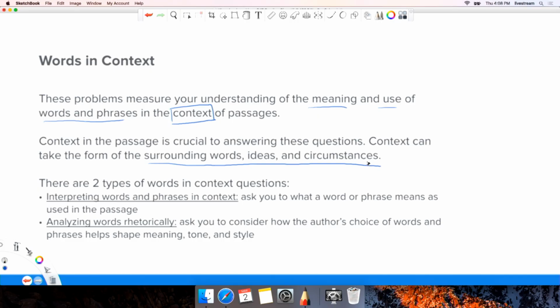And so there are two specific types of words in context questions. The first one is interpreting words and phrases in context. These questions ask you what a word or phrase means as used in the passage. That's very much like the sample problem we did around the word vent, as used in line 3 most nearly means. And so you're probably familiar with these. The next type asks you how the author's choice of words affects the meaning, tone, and style of the passage. So if this first question type is more of a what question, this second question type is more of a purpose or impact question, is one helpful way of thinking about it.